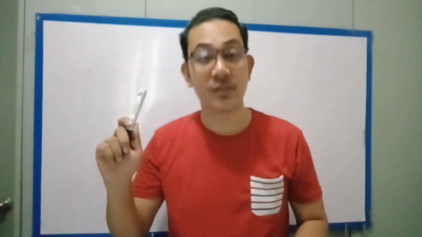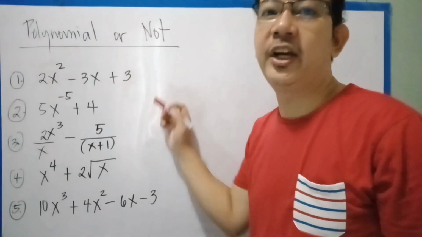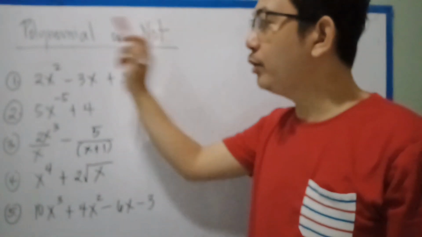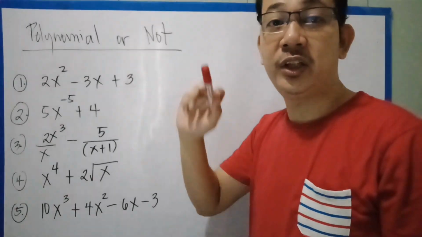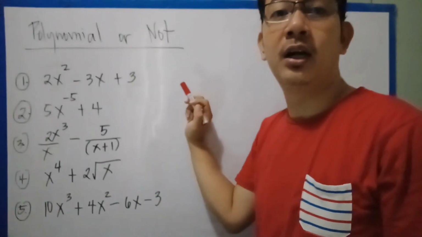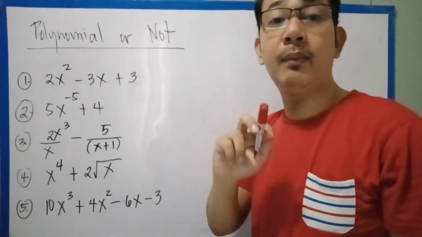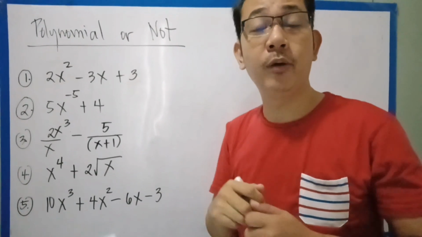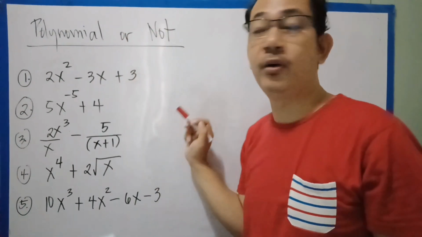When we say polynomial, it is an expression wherein the non-negative integer n is called the degree of the polynomial and the coefficients are all real numbers. Okay, so now let's have an example. We're going to identify first whether an expression is a polynomial or not. So, kailan ba natin malalaman kapag polynomial siya or not polynomial? So, let's have an example.